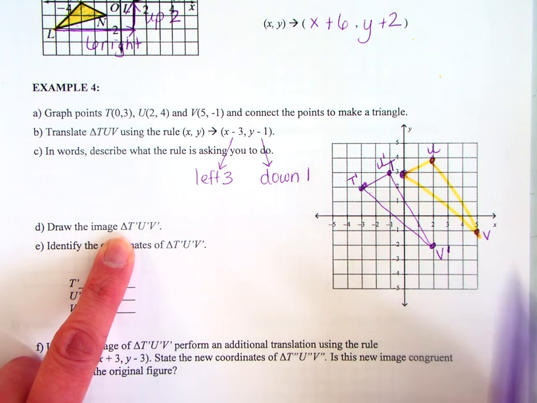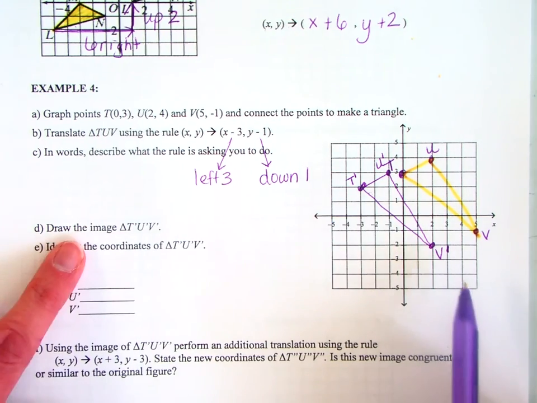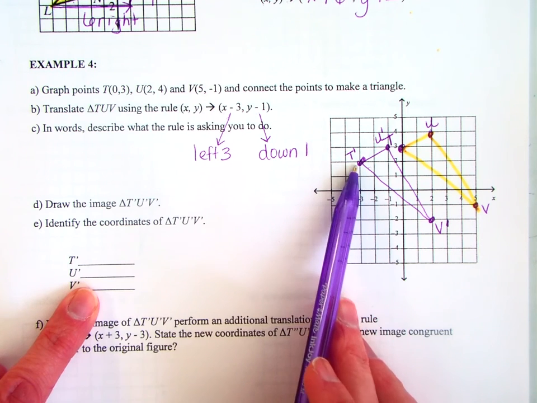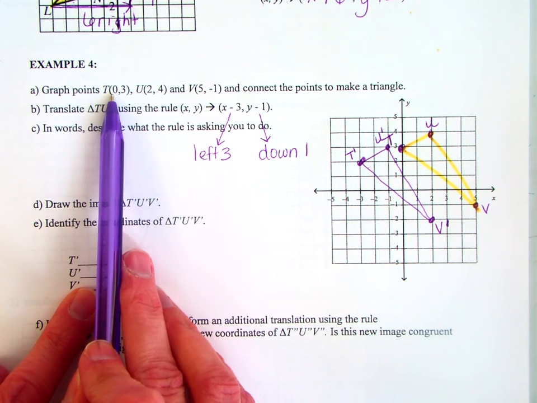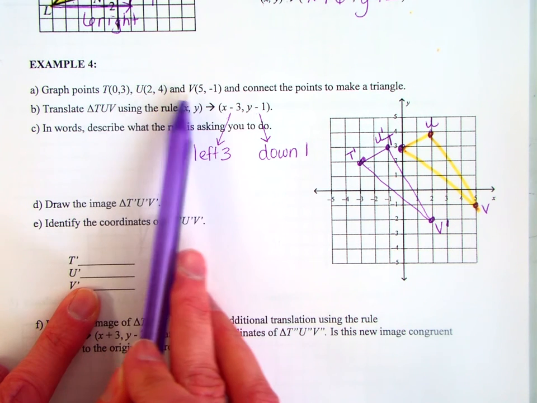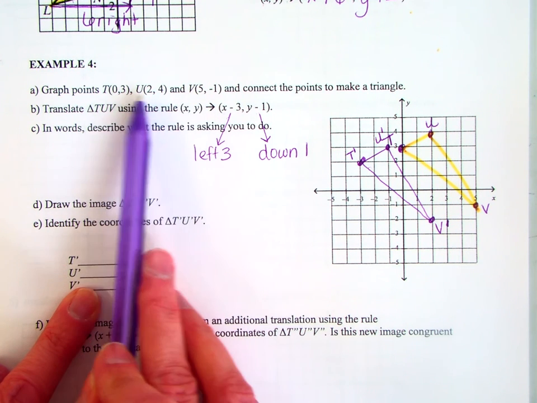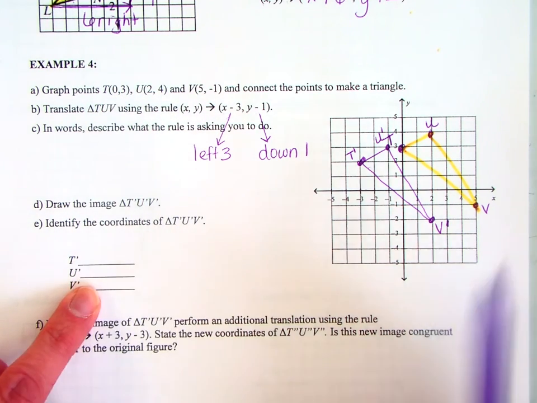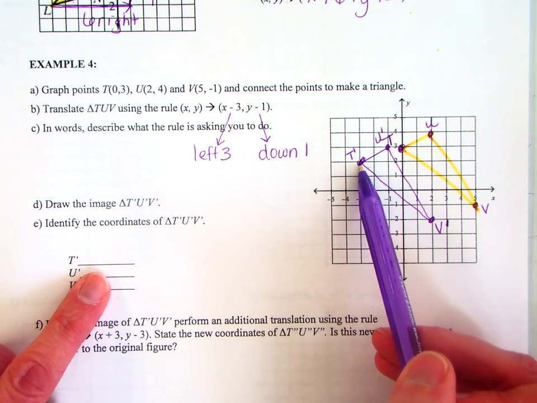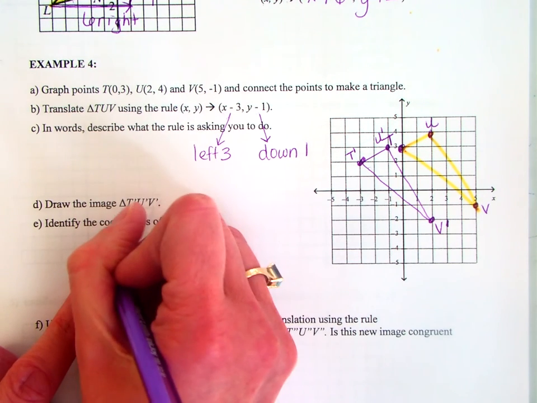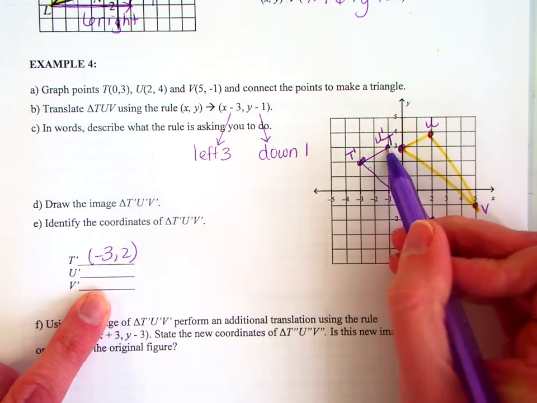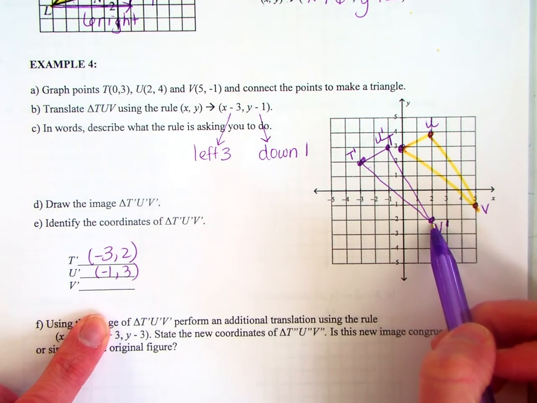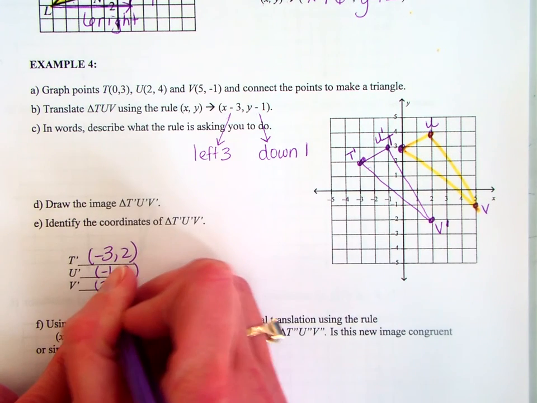All right, and our new ordered pairs. Well, I can use what's up here. I know all my x values are just going to be subtracting 3 from them. And all of my y values are also going to be subtracting, but only subtracting 1. Okay, and also looking on the graph here, T prime ends up at negative 3, 2. U prime ends up at negative 1, 3. And then this V prime ends up at 2, negative 2.